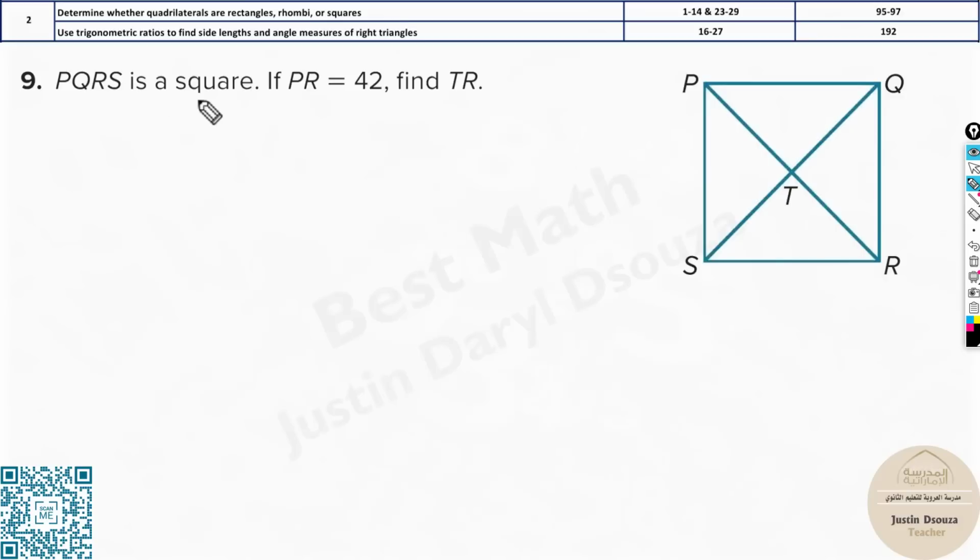Now PQRS is a square. If PR, that is over here this side, is given as 42, what is TR? This one. Now that's just half of it, right? It's pretty simple. Just divide this by 2, that will be it. TR is equal to half of the total one. Or PR is equal to 2 times TR. That's it. So it'll be 21. That's the answer. And now here we have another, again the same value.